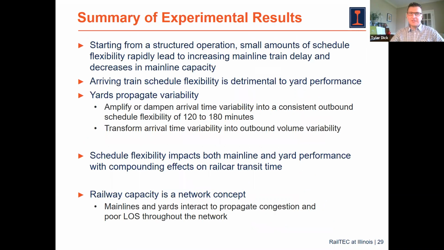So just in summary, okay, starting from a structured operation, we introduce schedule flexibility. That leads to increasing mainline delay and decreases our mainline capacity. That arrival time schedule flexibility is detrimental to our yard operation, and our yard operation is potentially going to propagate that variability, amplifying it or dampening it to a consistent amount of outbound train variability, and potentially transforming that into volume or train size variability. And when we look at an overall trip plan, our schedule flexibility impacts both the mainline and yard performance. And the fundamental idea here is that railway capacity is a network concept. Okay, so the main lines and yards interact to propagate congestion and poor level of service throughout the network.